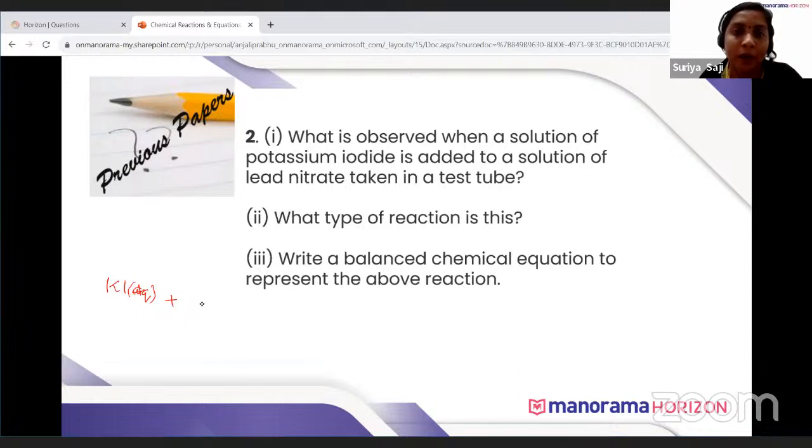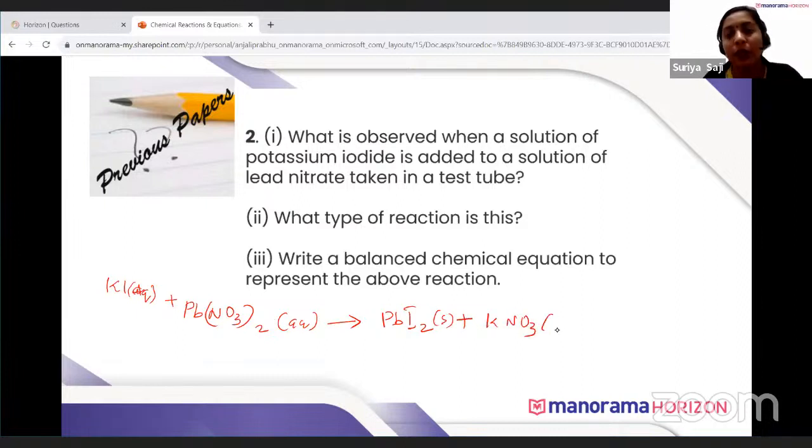potassium iodide is added to a solution of lead nitrate, Pb(NO3)2. NO3 twice will be there. Usually lead has a valency of 2, that's why. NO3 is single valent, okay? That is also an aqueous solution. We'll get here PbI2. That PbI2 will be solid, and KNO3. This KNO3 is aqueous. Usually, I'll tell you a tip: nitrates are always soluble in water, so it will be aqueous. So potassium nitrate is aqueous.